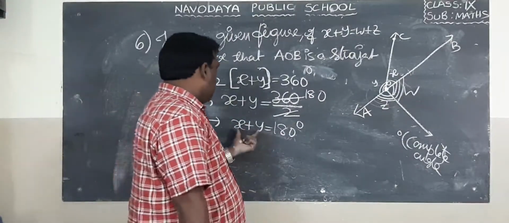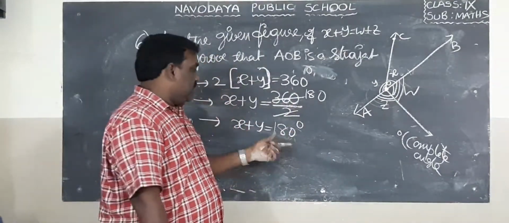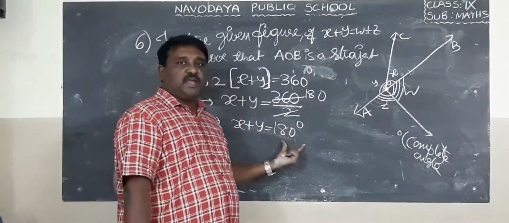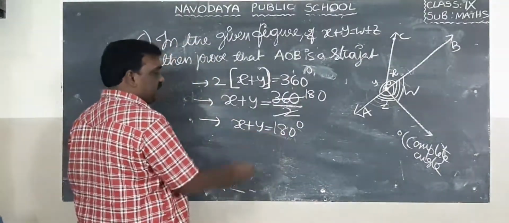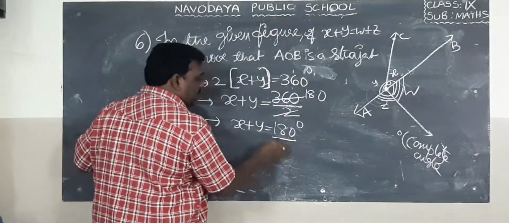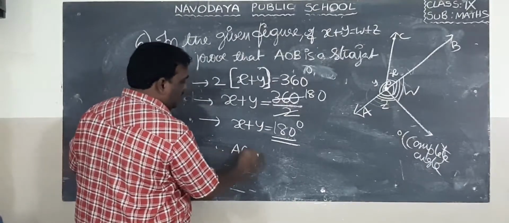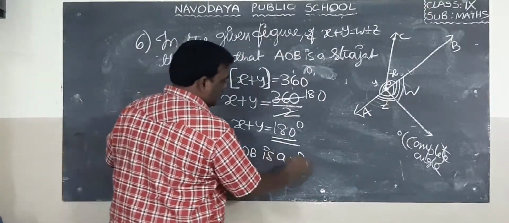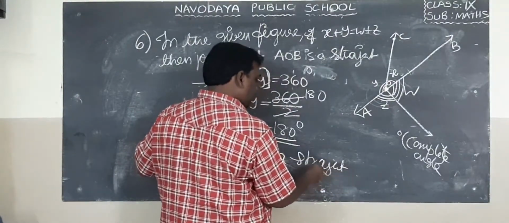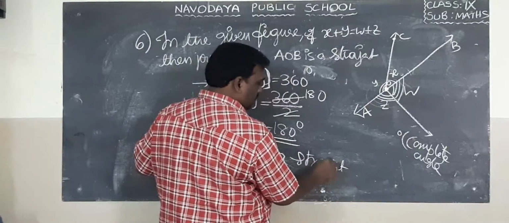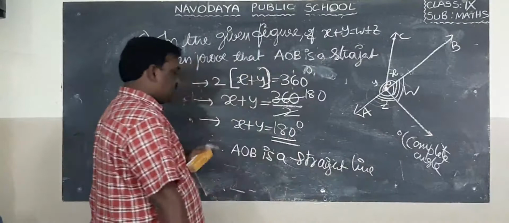Where is x? Where is y? X and y are the angles that lie on the same line. What we get? Sum of two angles is 180, means angle on a line is 180, means it is a straight line. 180 represents a straight line. Therefore AOB is a straight line. Remember, 180 means it is a straight line.